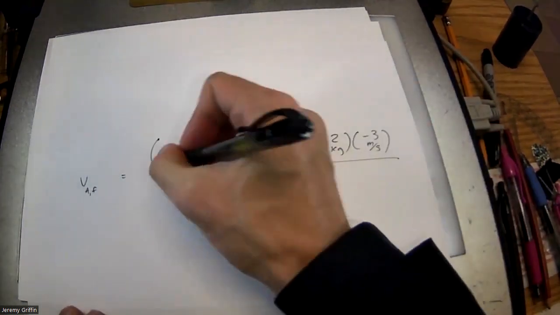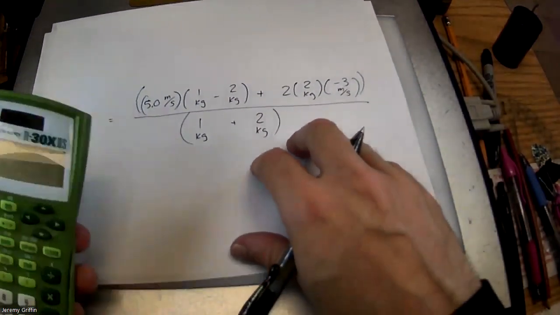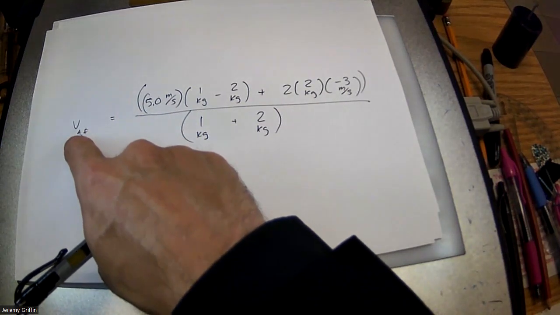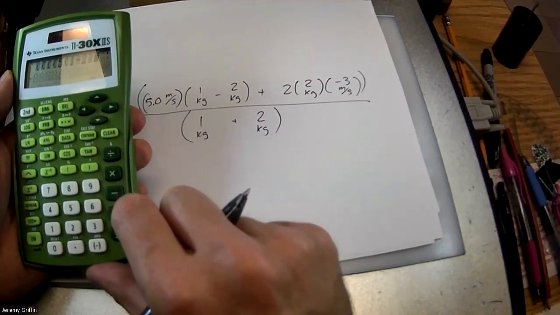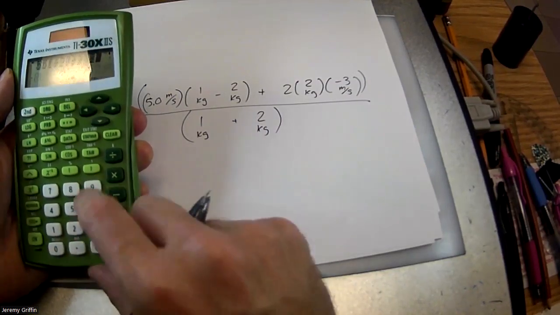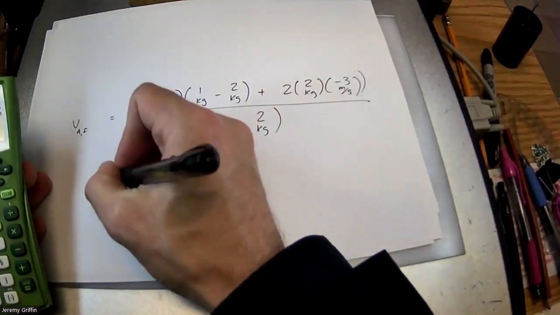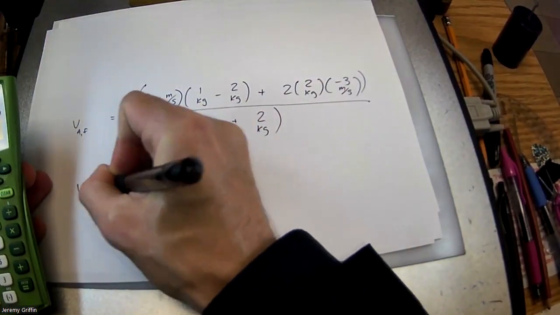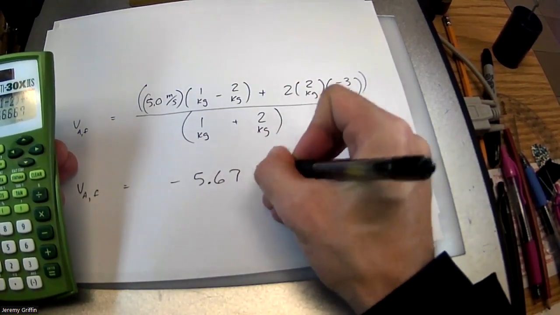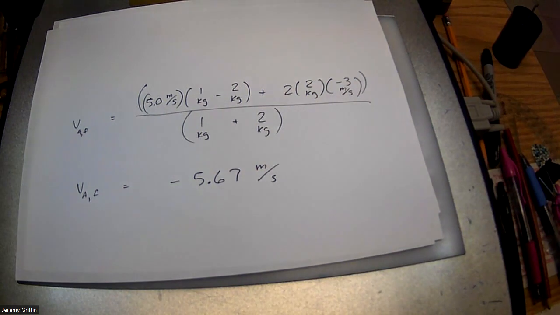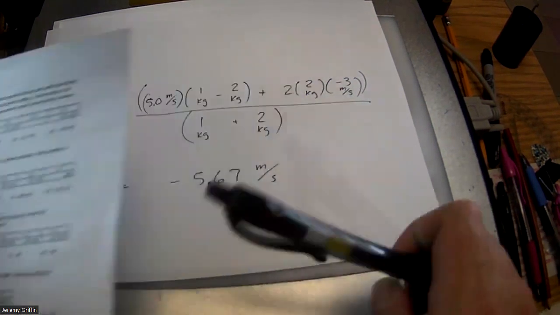Okay, so let's just pop this all in the calculator and see what the post-collision velocity of object A is. So you got 5 times 1 minus 2, plus 2 times -3, all divided by 1 plus 2. Okay. And velocity A post-collision is -5.67 meters per second, which is an answer choice. So good with that. Okay, there you go.